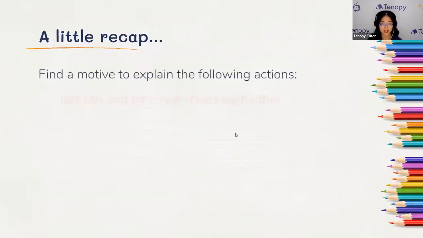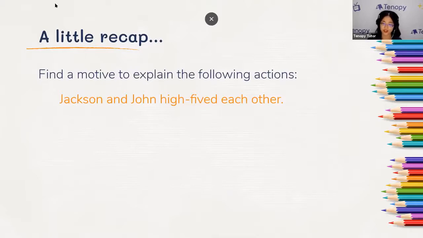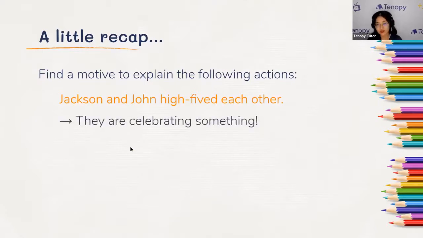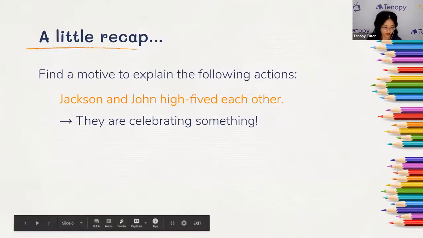Your second prompt was: Jackson and John high-fived each other. High five, right? This one is a little more limited than the previous one. A high five is an action reserved for certain situations. Usually it's because they're celebrating something good that happened between the two of them. Both of them are feeling the excitement, feeling the good thing, and they high five each other. Similarly, we have an example, this time provided by our friend Evangeline.